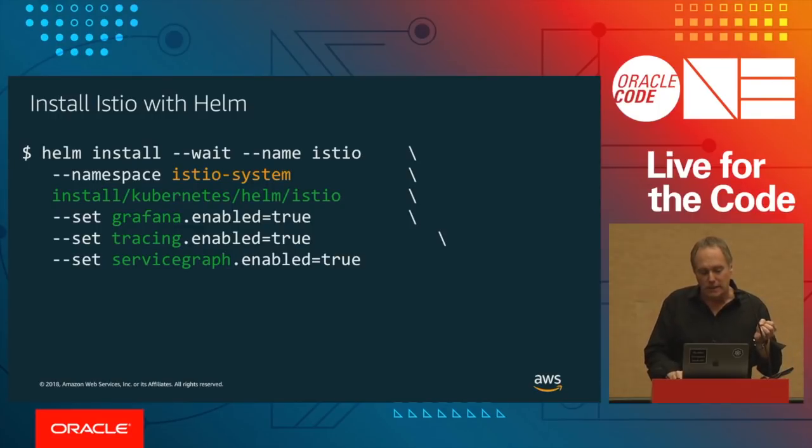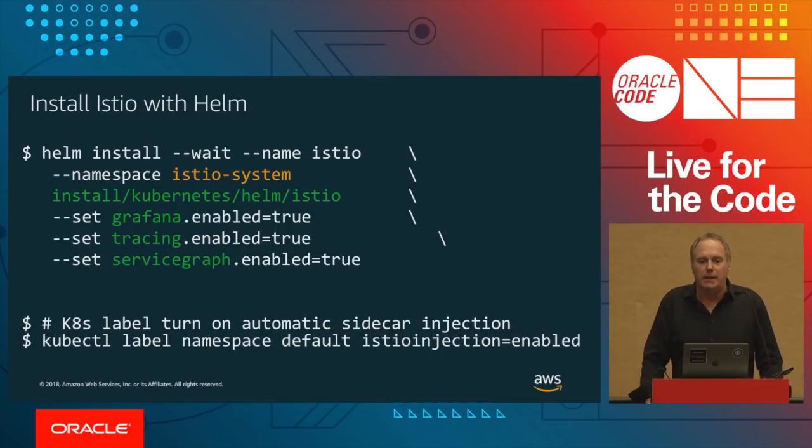Now, this installs Istio. To make Istio run, you do some other neat trick that I like a lot. All you do is put a label called Istio injection. We set this label to enabled, we set it to true, and we label our default namespace.